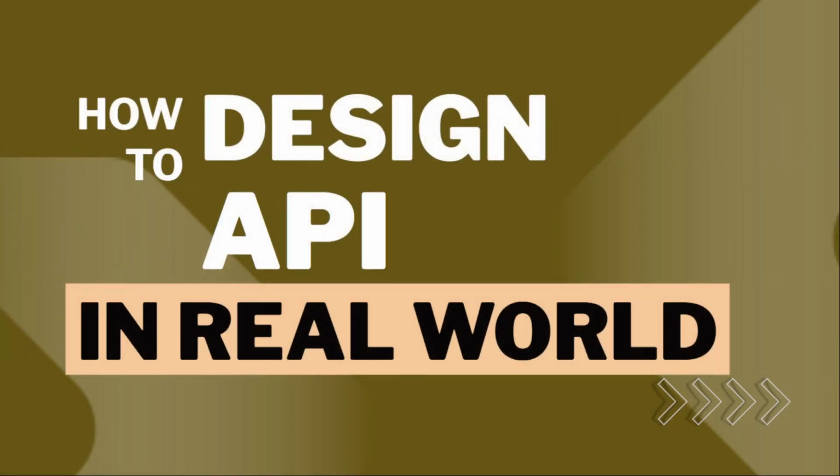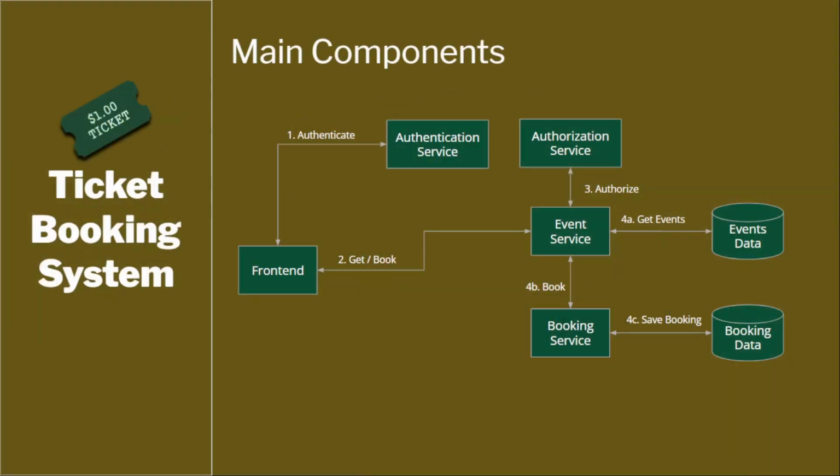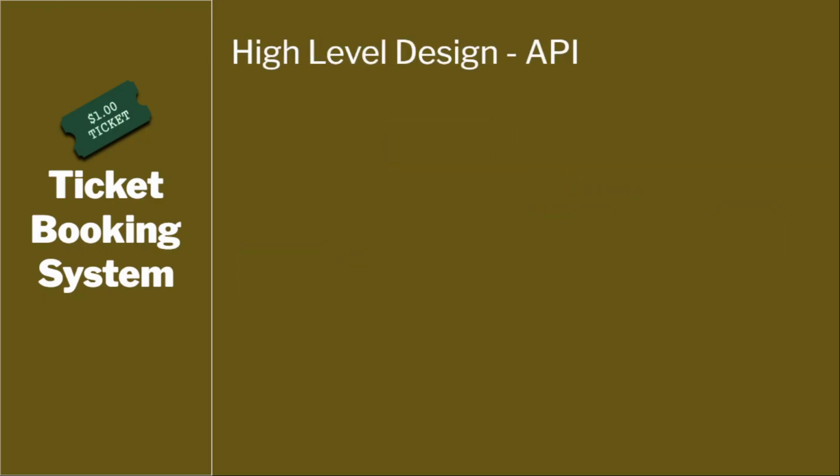Once we have the main components, let's move ahead and design our API. These are the main APIs which the front end uses to interact with the backend. Since the user interacts with the system using a web browser via the internet, we will be using HTTP and RESTful API.